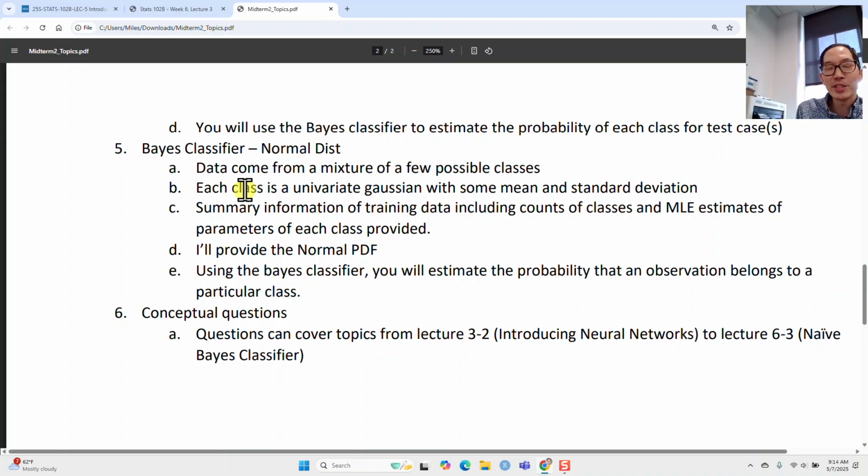Each class is a univariate Gaussian with some mean and some standard deviation. I will provide you the MLE estimates of the mean and standard deviation. I'll also provide the PDF of the normal distribution. It's probably not a bad idea to have it in your notes, but I will provide it to make sure, because if you don't have this, then you can't do the problem at all. So I will make sure this is in the exam, and then you'll use the Bayes classifier to do that.